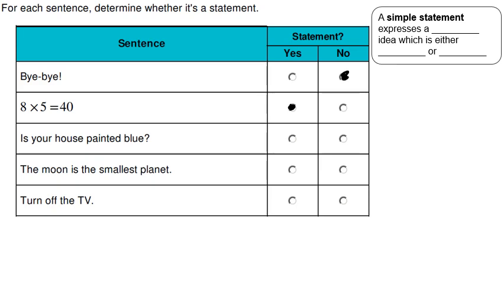Well, in this case, we know 8 times 5 is 40, so we definitely know it's true. But again, the point is, we're not concerned with something being true or false. It's just the fact that it is either true or false.